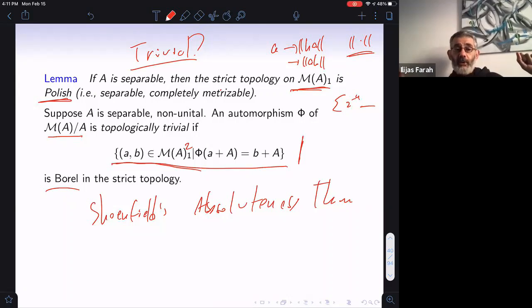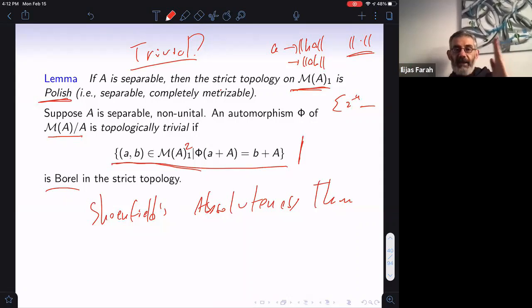Prove that your automorphism has a topologically trivial lifting, and then forget what model of ZFC you're in. Then you're just working in ZFC, and you prove that in your specific situation, if you have a topologically trivial automorphism, then you actually have a trivial automorphism. And trivial may mean inner, but it's not going to be inner if your algebra is abelian, for example. Abelian algebras have no interesting inner automorphisms.